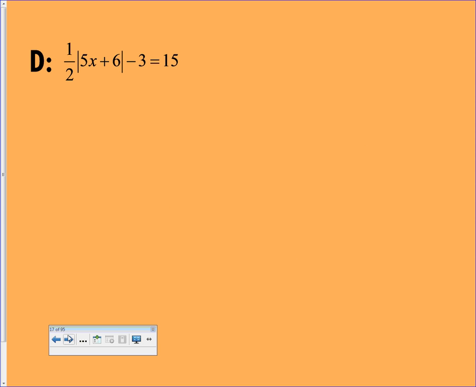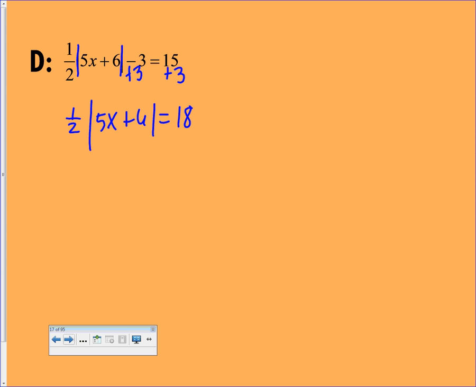Let's try one more. Let's try example D. This time I have a lot of things surrounding my absolute value bars. So your goal is to get those absolute value bars, which are in blue, all by themselves. So first you're going to add your 3. So I'll have a half times 5x plus 6 to equal 18.